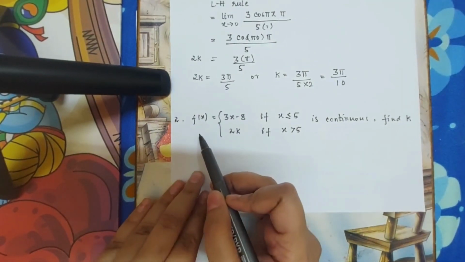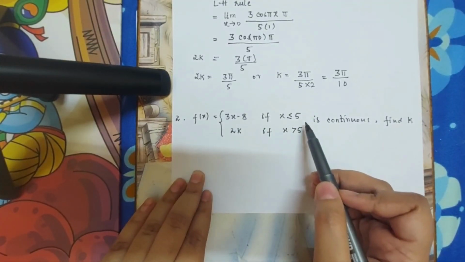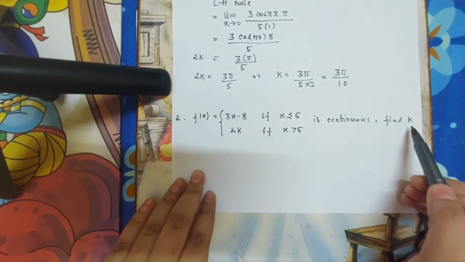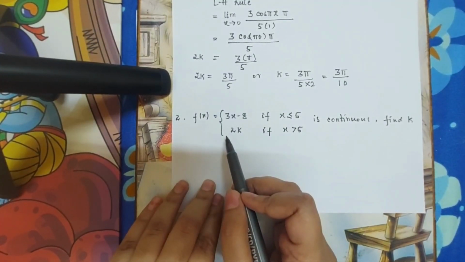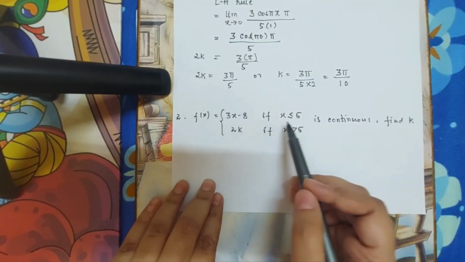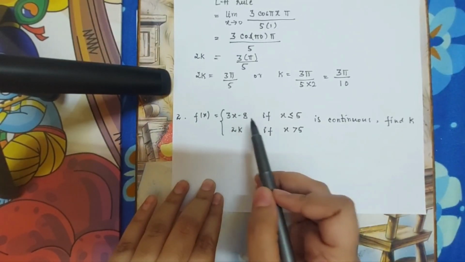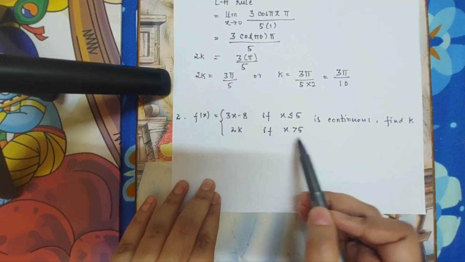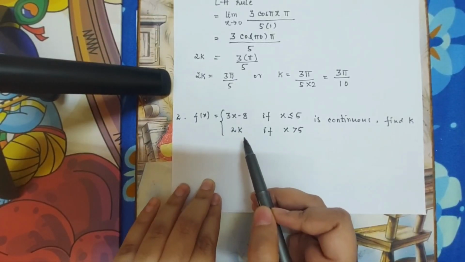Now in the next question it is given that f of x is 3x minus 8 at x less than or equal to 5 and 2k if x is greater than 5 is continuous. Find k. So even in this question we are supposed to find the value of k. Now, our f of 5 will also be equal to 3x minus 8, and since 2k if x is greater than 5, we will be considering this 2k while we are finding the value of RHL.